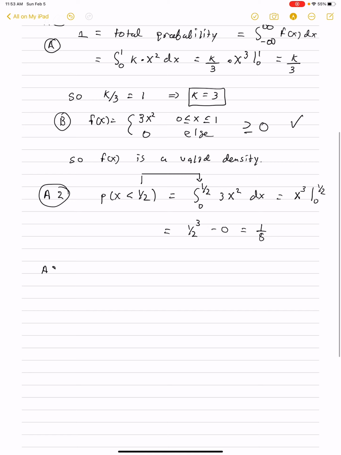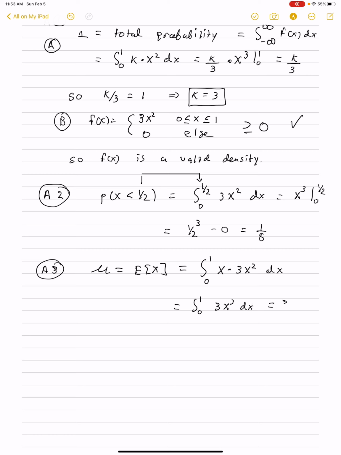Now, for the third question, we're asked to calculate the mean. And that is just the expected value of x. That's the integral where it's non-zero, so 0 to 1, of x times the density function 3x squared. Okay, so we need to integrate from 0 to 1, 3x cubed dx. That'll be 3/4 x to the 4th, evaluated at 0 and 1. That'll just be 3/4 minus 0, so our answer is 3/4 for the mean.